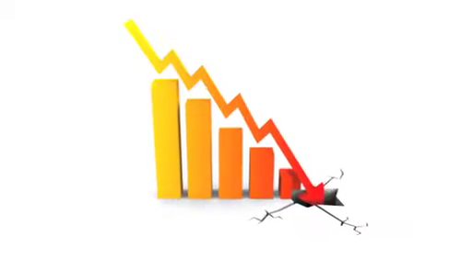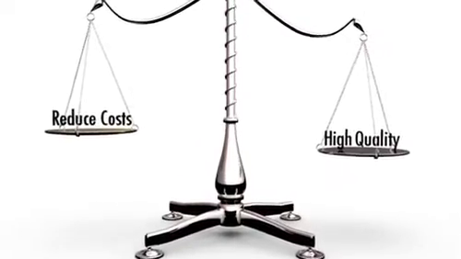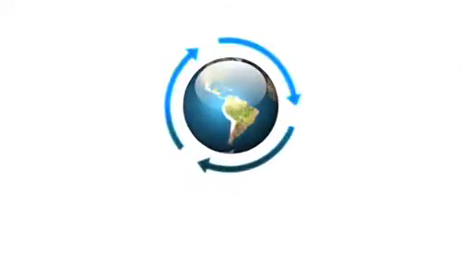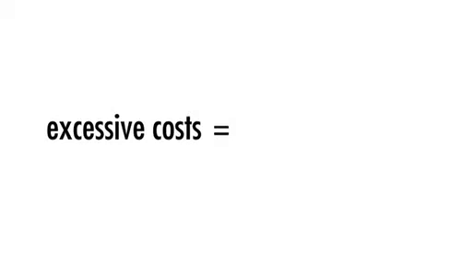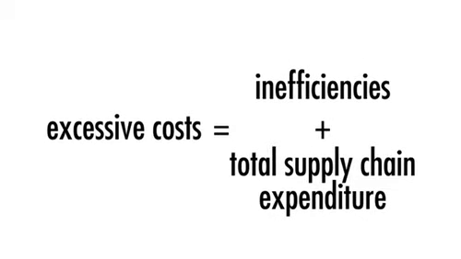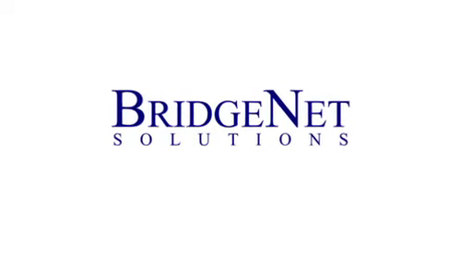In today's economy, companies are looking for ways to control and reduce costs while maintaining high levels of quality in all aspects of their business. For many businesses, the supply chain is an area that often has excessive costs due to inefficiencies and a lack of understanding of their total supply chain expenditure. To solve these problems, you first need to completely understand your total logistics expense. That's where BridgeNet Solutions comes in.